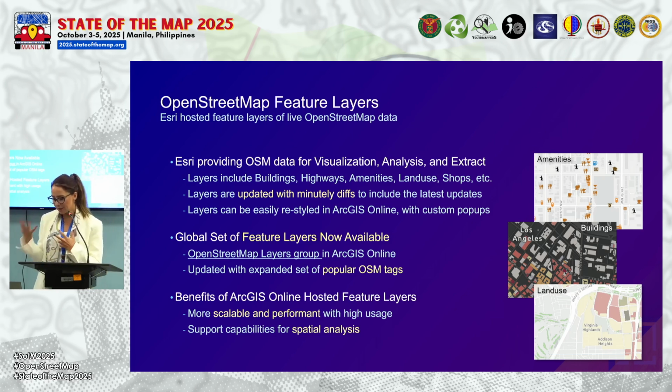The best thing about hosted feature services is that, because they're online and hosted, they're scalable and performant. And the other best thing is you can use these feature layers in your spatial analysis. What I mean is, for example, you can do hotspot analysis around schools when you look at the building feature layer, things like that. And we organize these feature layers all around the globe, so we have global coverage, and we organize it around the continents.